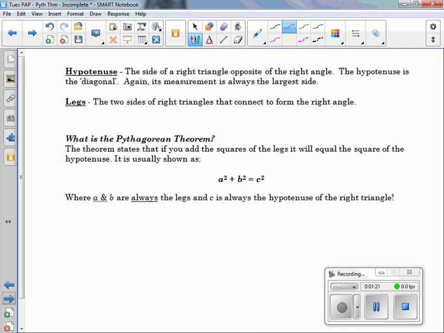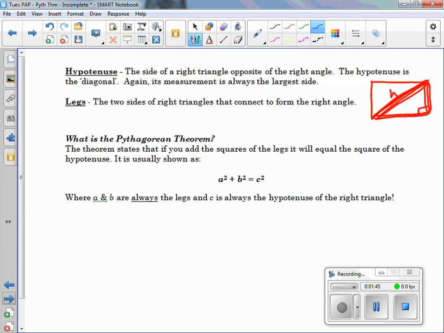So the hypotenuse is the side of a right triangle that's always opposite of the right angle. It's the diagonal of the triangle. So if you think about it, we create triangles from a rectangle, well, right triangles anyhow, and so this is the diagonal of the rectangle. That's the hypotenuse of the triangle. And its measurement is always the longest side.